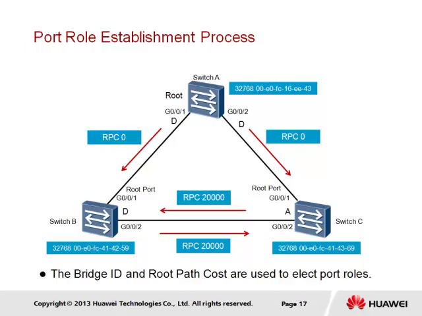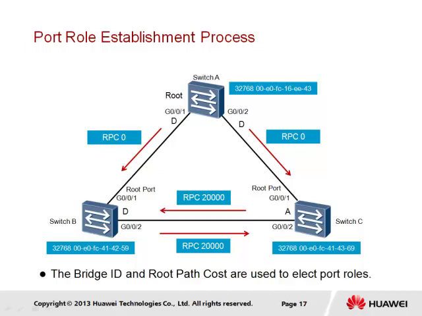The BPDU of the root bridge have a root path cost of 0 and are received by downstream switches. This is used to determine the root port for the switch in the event that multiple paths back to the root bridge exist. If we take switch B, for example, there are two paths via which it is physically possible to reach the root bridge.